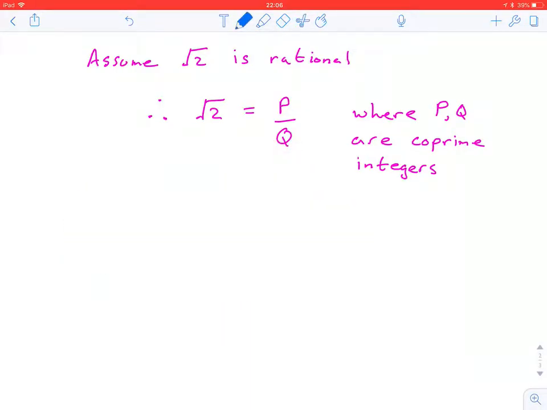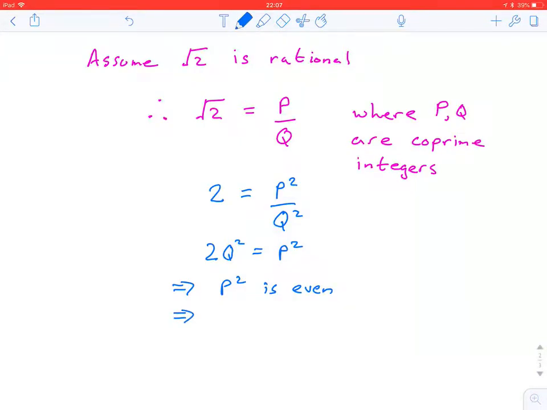So capital P and capital Q, we're assuming, have no common factors. Right, let's get back to the proof. If that's the case, I can square both sides. So root 2 times root 2 is 2, and P over Q times P over Q is P squared over Q squared. I'm now going to multiply up by the Q squared to give 2Q squared equals P squared. Now what can we deduce about P squared? Well, P squared must be even because it's Q squared multiplied by 2, and Q squared is an integer. So that implies that P squared is even.